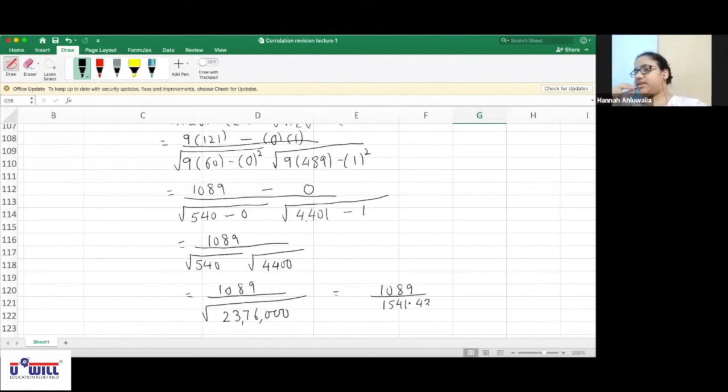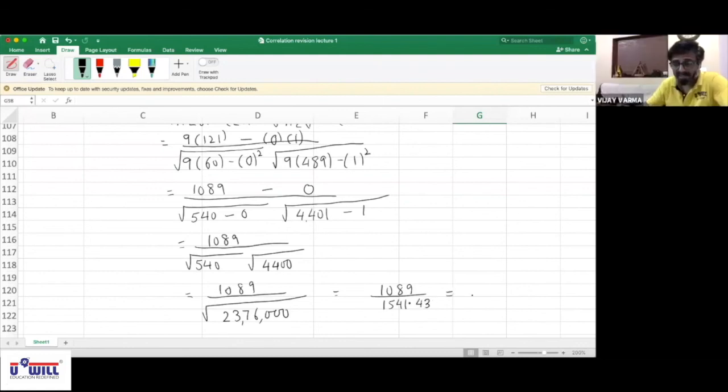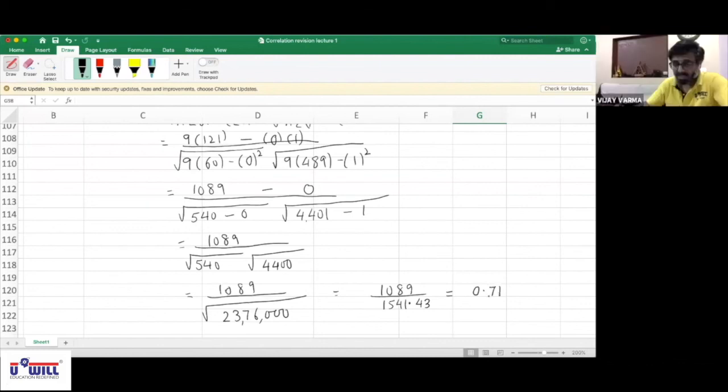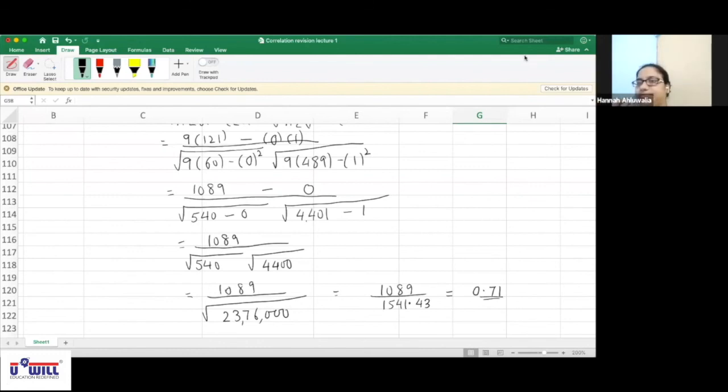The square root of 2376000, which you can see in your calculator, must be 1541.43. And now 1089 upon 1541.43 is 0.7065, and the next digit is 6, so we make it 0.71. Very good.